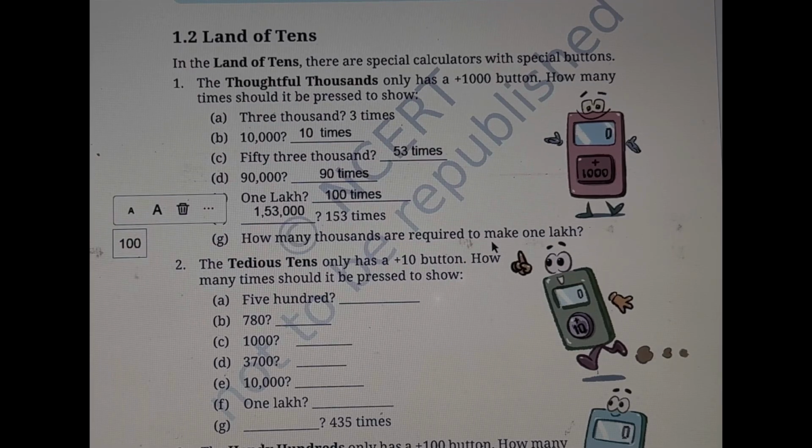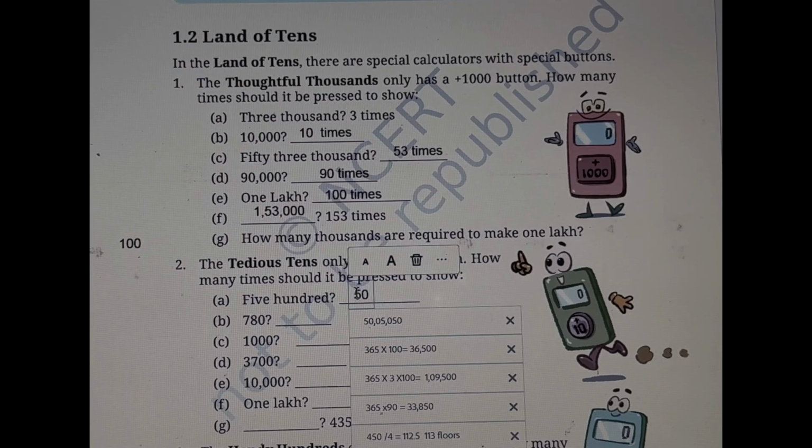Now let us discuss the tedious tens. The tedious tens has only a plus 10 button. So how many times should it be pressed to show 500? What you need to remember over here is 10 has only one 0. So strike off that one 0 from the number which is given, that would be your answer. So the first question A is 500. From 500, if you remove one 0, the answer is 50 times. So 50 times you will press.